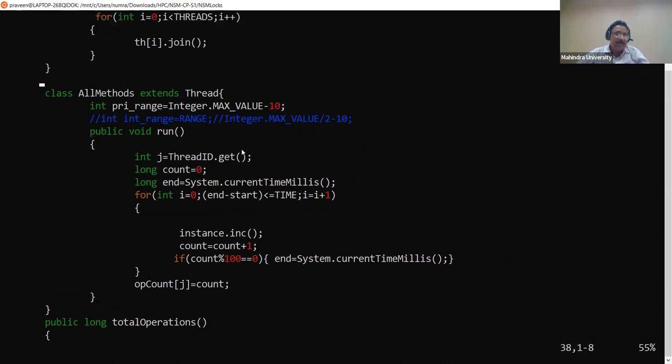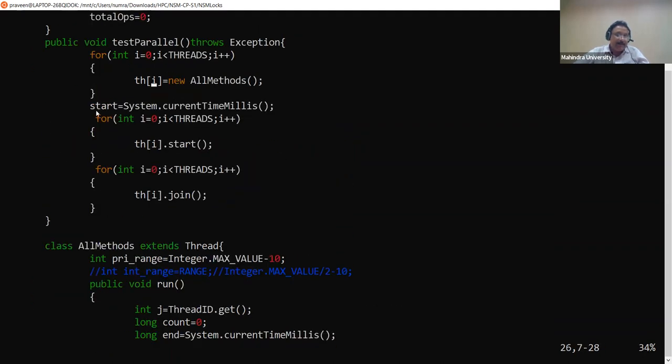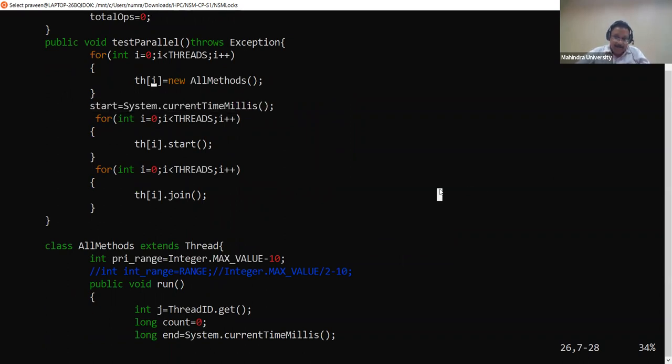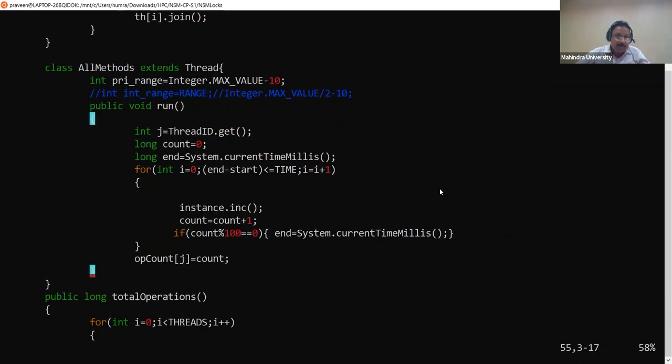Where is the start? Start is here. This is start equal to System dot currentTimeMillis. Here we are going to get the particular start time. We are going to execute this particular function for some amount of time. During that time, this particular function is going to be called some number of times. After that, count is incremented by one.